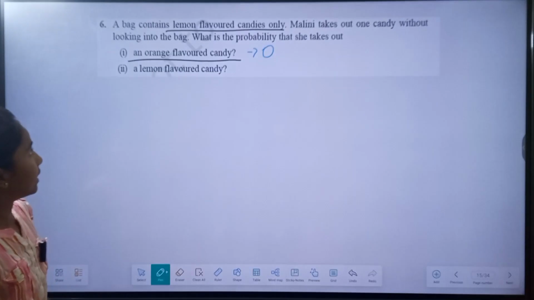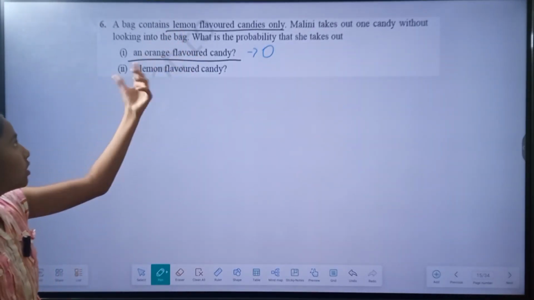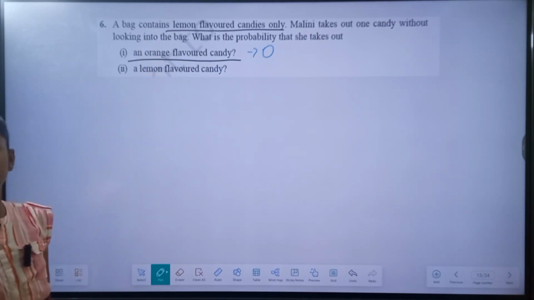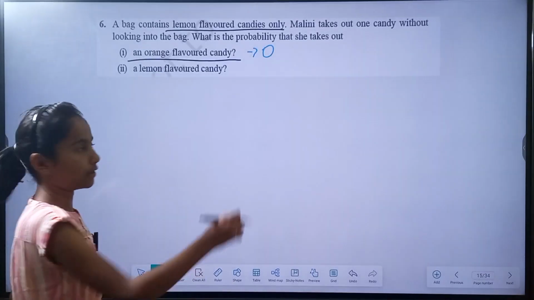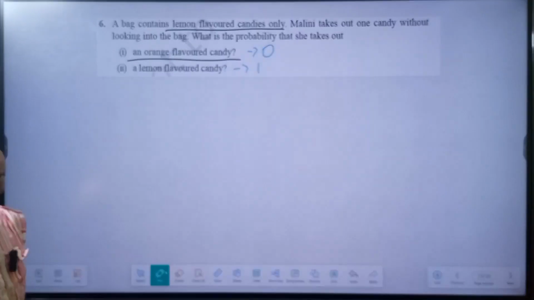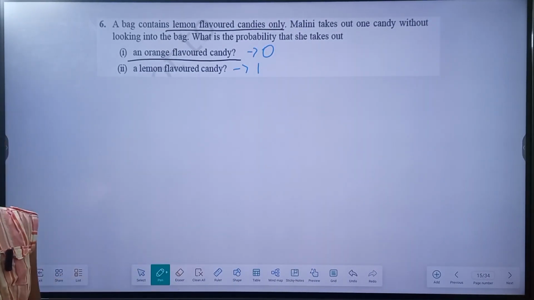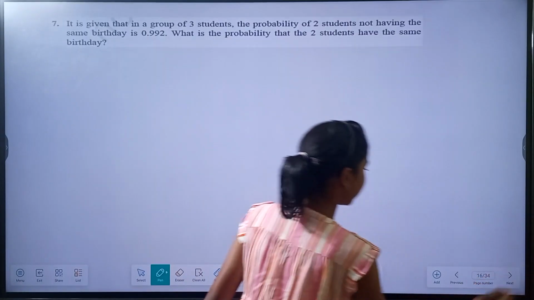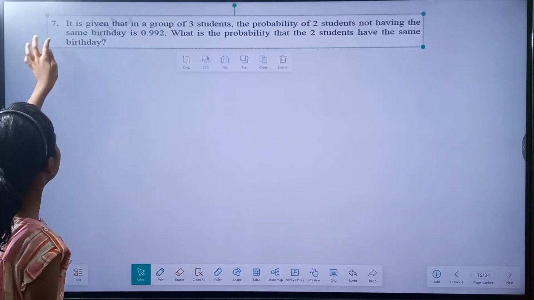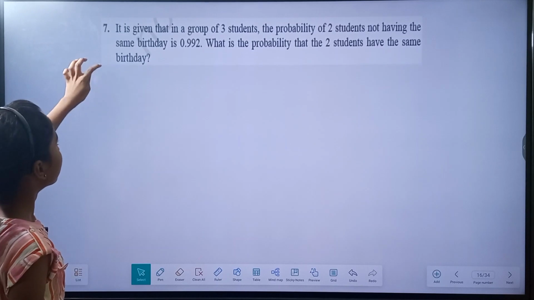A lemon flavored candy. Yes, there are all lemon flavored candies. So the probability of taking one lemon flavored candy is equal to 1. This is a sure event. Definitely the candy will be lemon only. Total outcomes are equal to possible outcomes, so probability equal to 1.